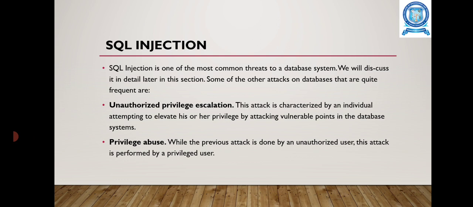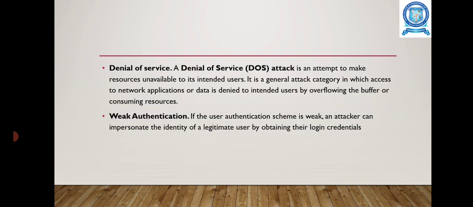First one is the unauthorized privilege escalation. That means this attack is characterized by an individual attempting to elevate his or her privilege by attacking vulnerable points in the database system. Then the second one is privilege abuse. While the previous attack is done by an unauthorized user, this attack is performed by a privileged user. For example, an administrator who is allowed to change student information can use this privilege to update the student grade without the instructor's permission.